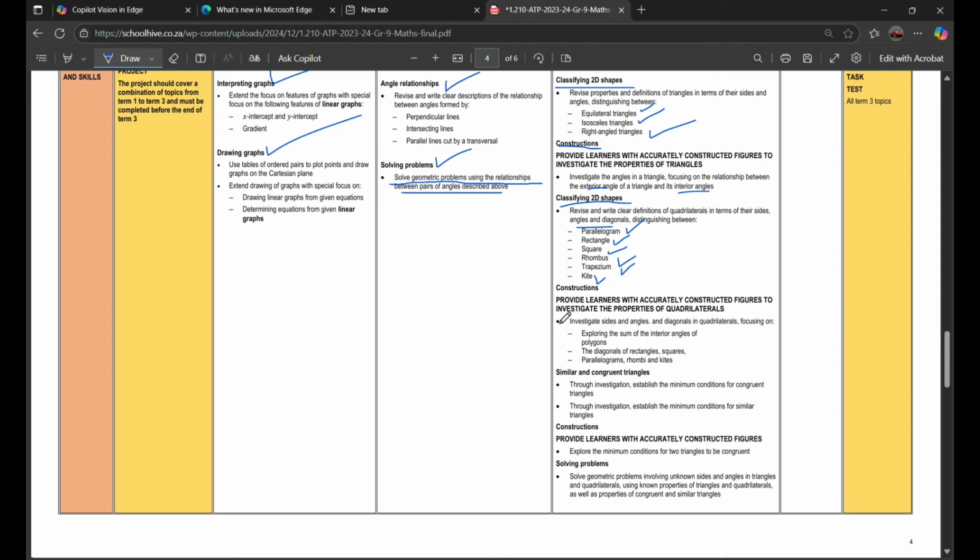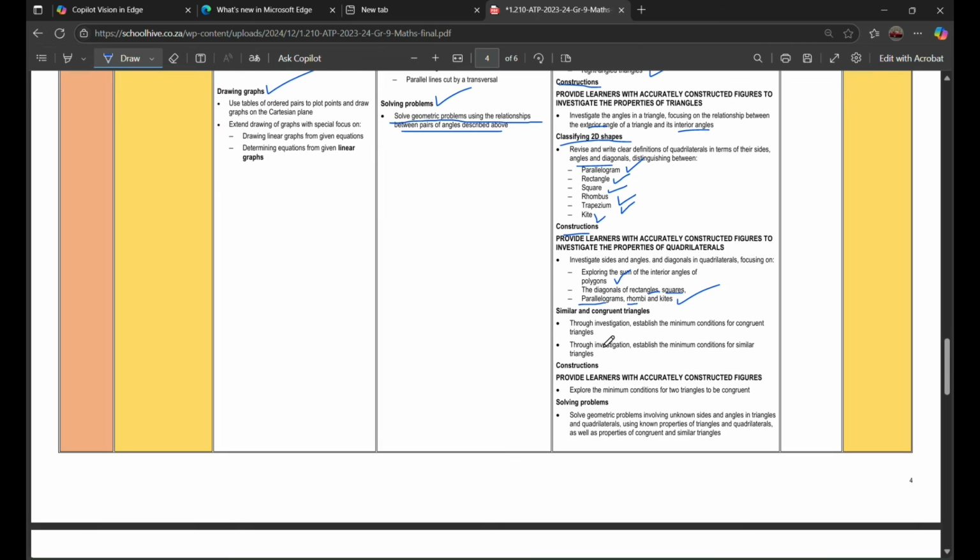And you're also going to be taught the constructions on how to investigate the sides and angles and diagonals in quadrilaterals, which focus on exploring the sum of the interior angles of polygons, the diagonals of rectangles, squares, parallelograms, rhombi, and kites. You're also going to learn about similar and congruent triangles.